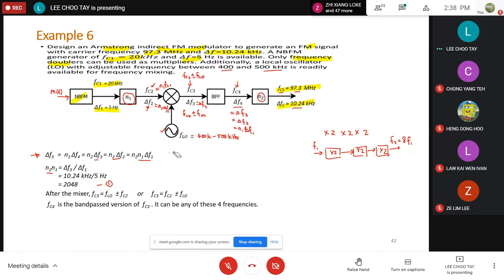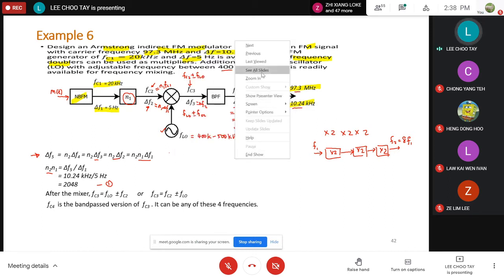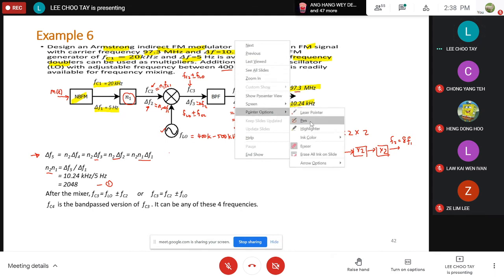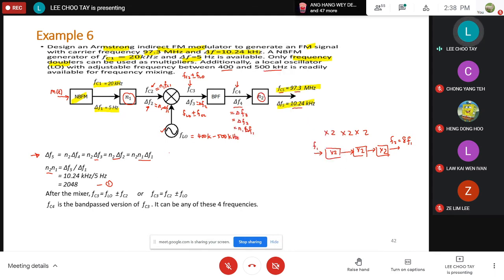Okay, this one. Now, after the mixer here, this mixer FC3, I mentioned just now, FC3 basically is the difference between the two input frequencies, or the sum. So it can be FLO plus minus FC2 or FC2 plus minus FLO. All right, so it can be either of these.